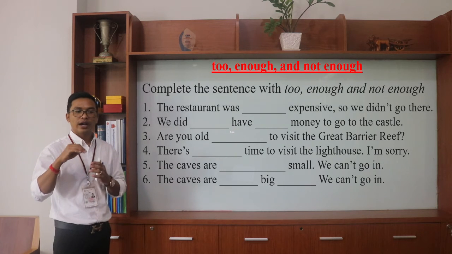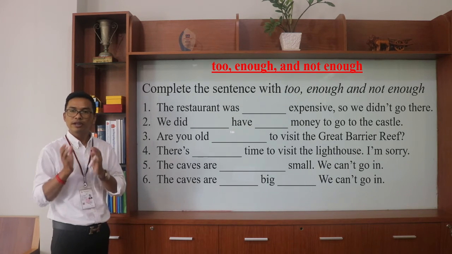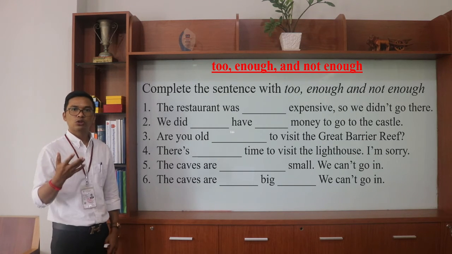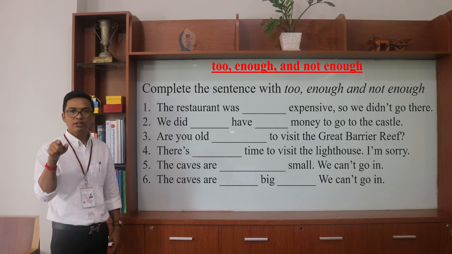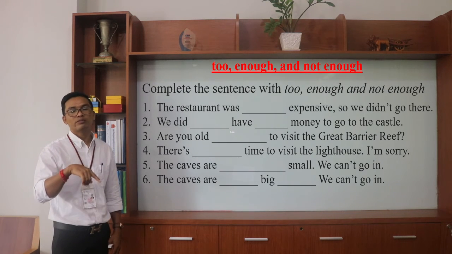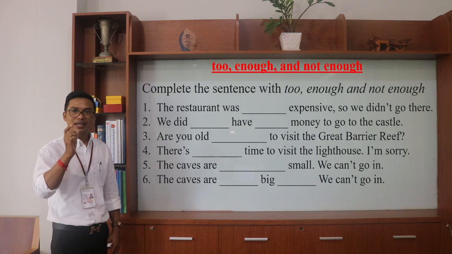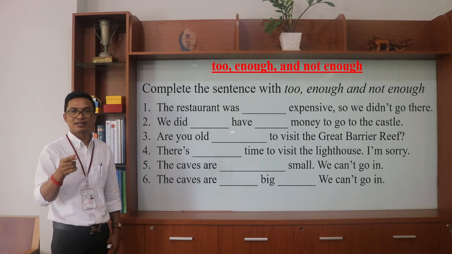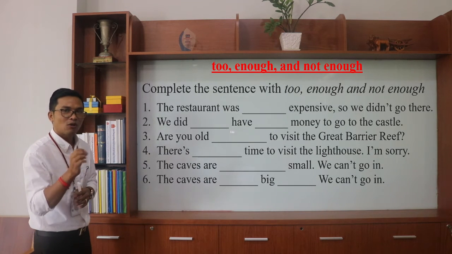Okay, number 3, are you old blah blah to visit Cranberry Reef? So you see, old is an adjective. If you want to use too, no, because the rule of too is too plus adverb, too plus adjective, too many plus countable noun, too much plus uncountable noun, and enough: adjective plus enough, adverb plus enough, and enough plus noun. So here should be enough, right? Because old is an adjective.